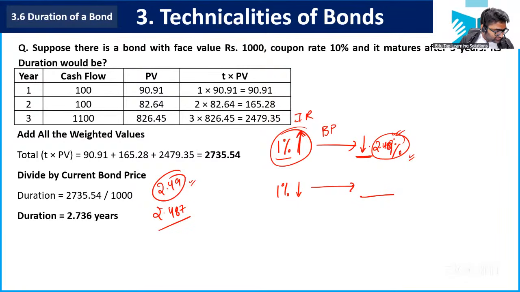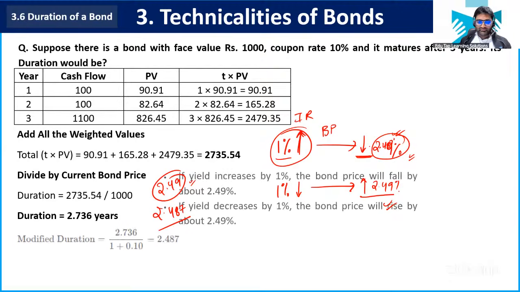Yes, 2.487 is right, Pradeep. This time increase by how much? Inverse relationship. I hope you have understood. By how much? Please tell me. Bond price will increase by 2.49%. Is that clear? That is the relationship that we can establish from modified duration. Is it understood? So this is what we have discussed here.